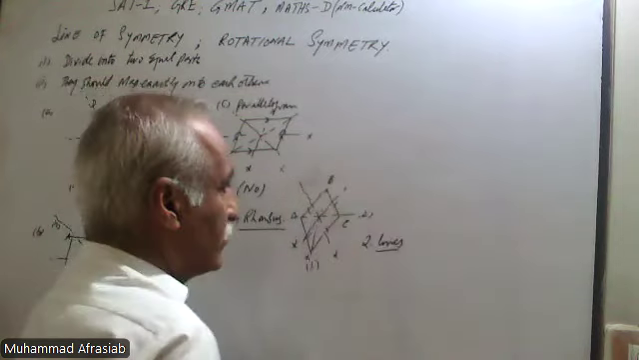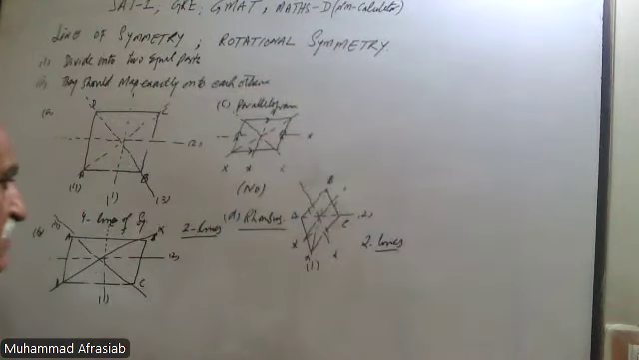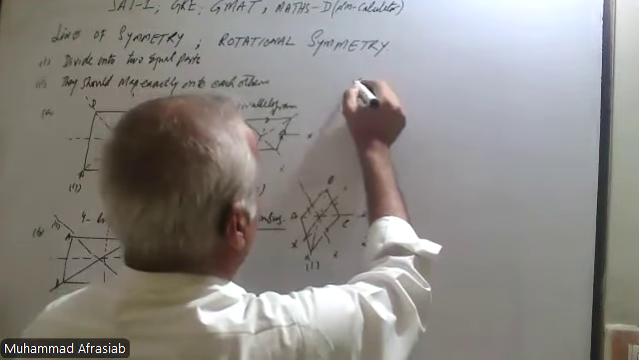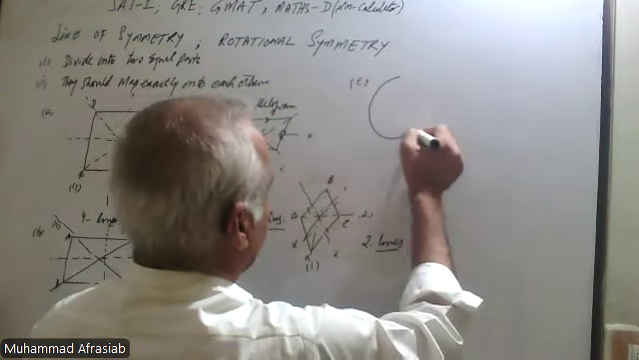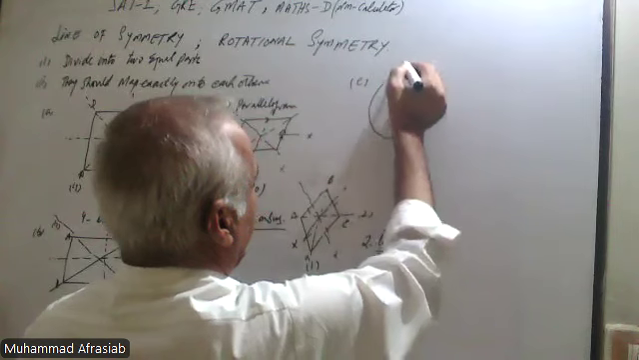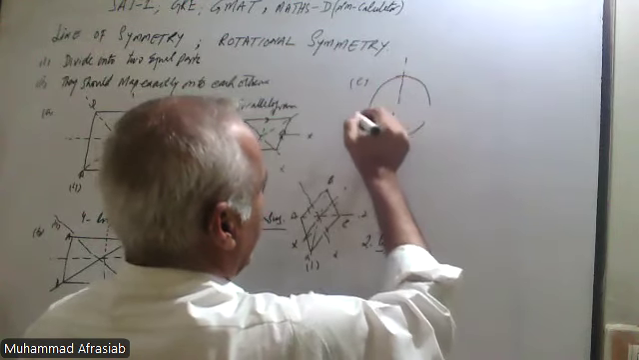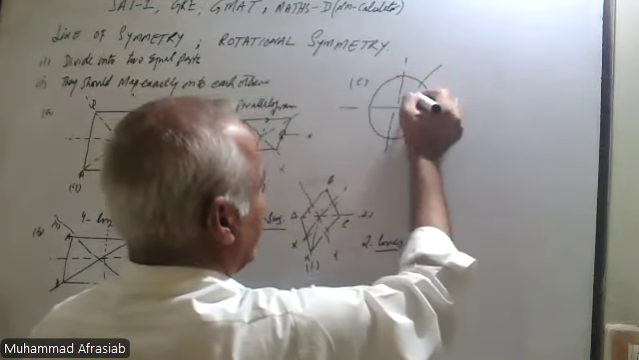So you have observed in all these cases that first, they should map onto each other exactly, and the second, that the figure is divided into two equal parts. For example, now there is a circle. It has infinite lines of symmetry.